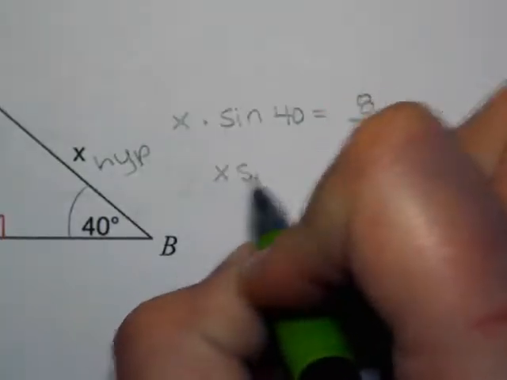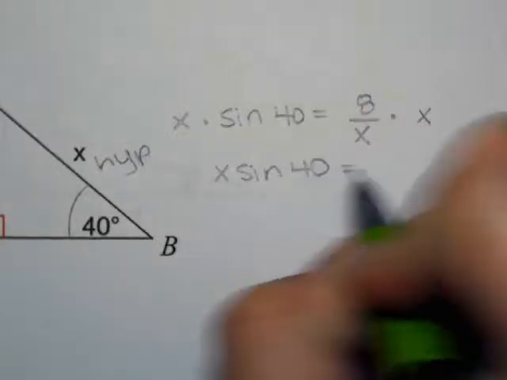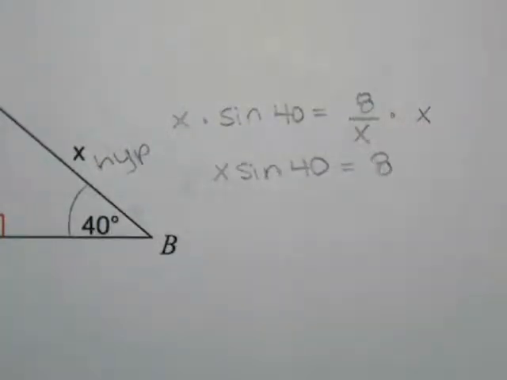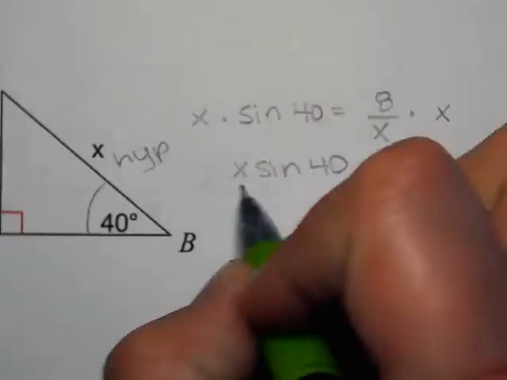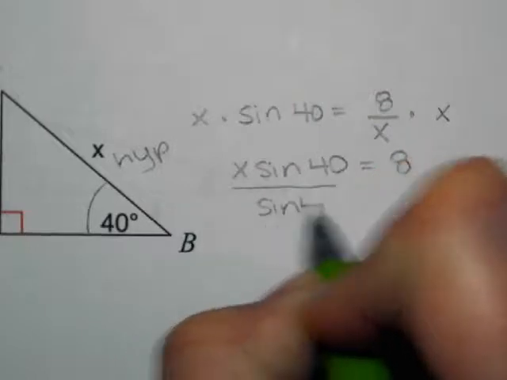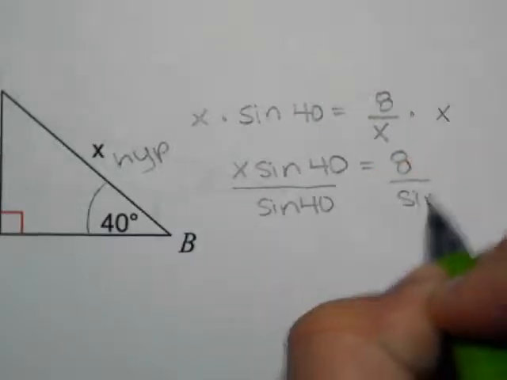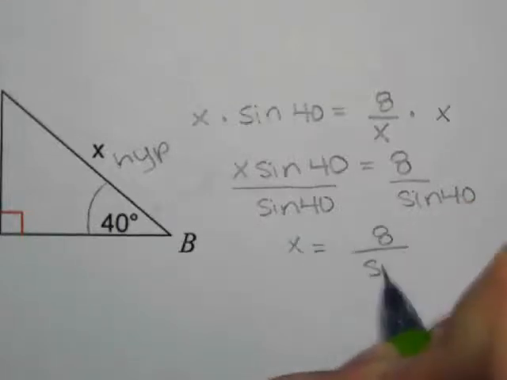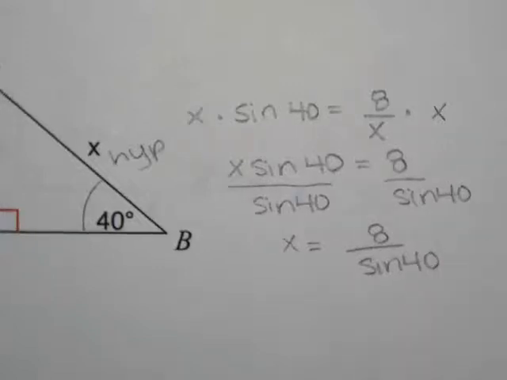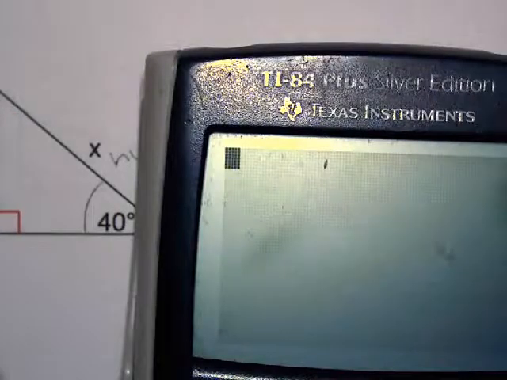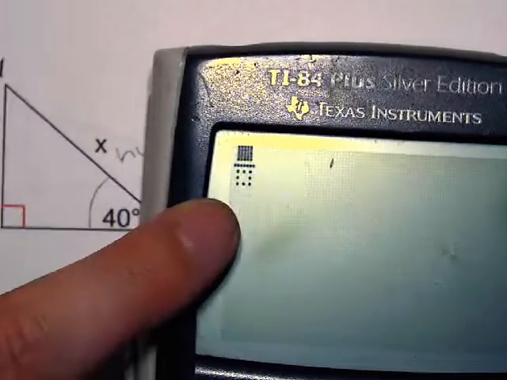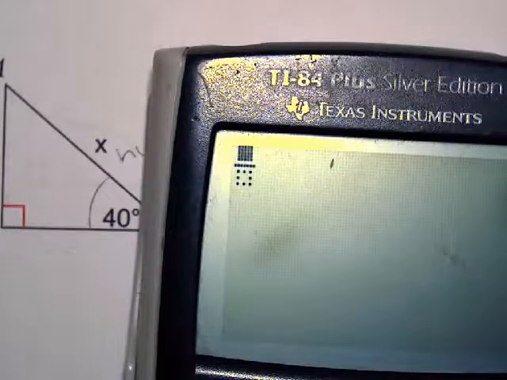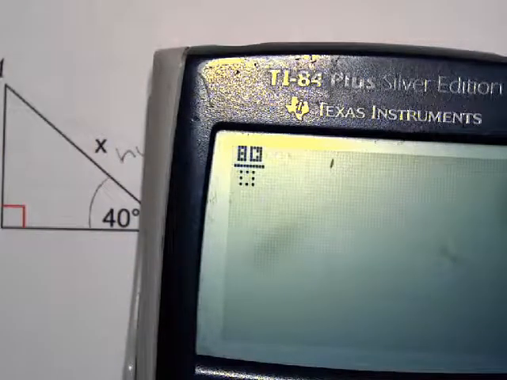Not sin, sine, thank you. All right, so we're going to divide by sine 40. So x equals 8 over sine 40. You can type this into your calculator using the fraction option, where you do the alpha y equals. Or you can just do 8 divided by sine 40. It's going to give you the same answer.